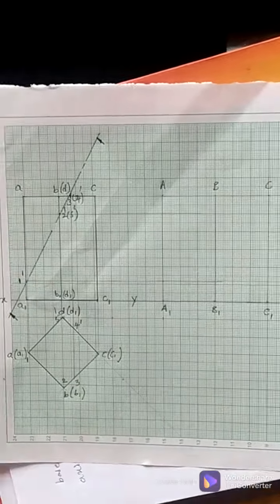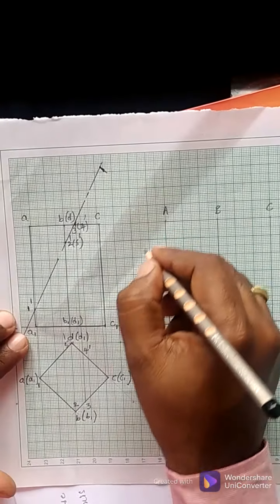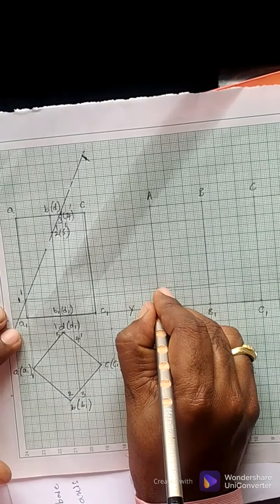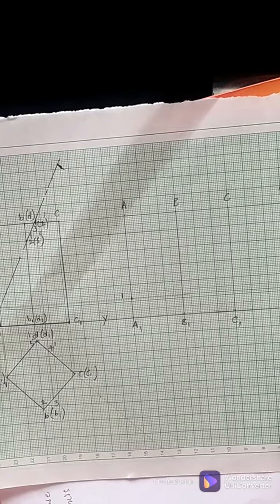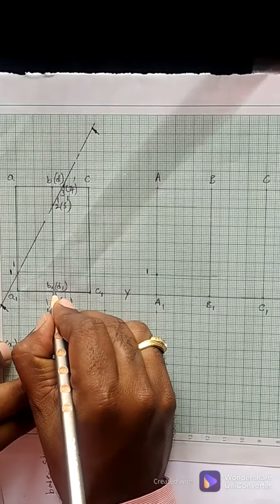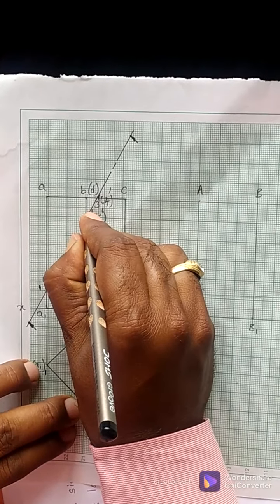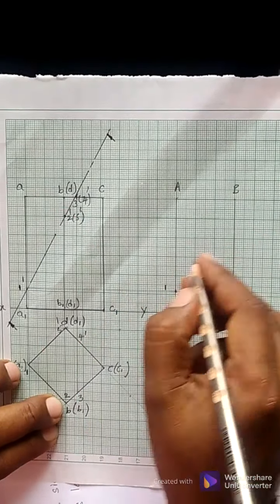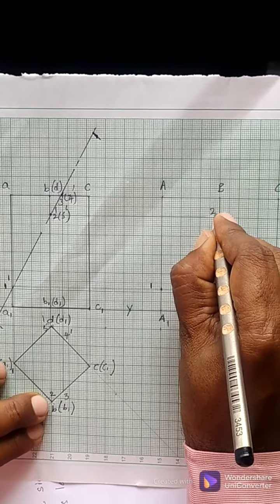Now at A, A1 and A, the cutting is at 1. So I will mark it here 1. Similarly, here also 1. Now B1 and B. This edge is cutting at place 2. The place 2 is cutting here. So B1 and B, here I am marking 2.